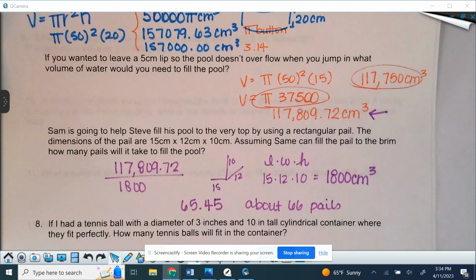65 would not fill it. 66 would overfill it. So between 65 and 66 is another answer. And I know it seems really silly, but those things matter. 66 is wrong. 65 is wrong. It's a little more than 65, a little less than 66, or like I said, between 65 and 66 if we're filling it with that 5 centimeter lip.